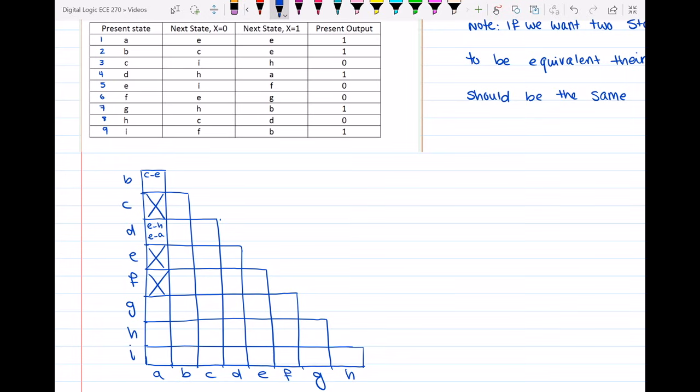Now we go to row G, which is row 7, and we compare A to G. We have the same outputs. So let's look at their next states. So E and H, E and B. Okay, so E equivalent to B, E equivalent to H. So what I'm writing in this implication, so basically implication chart is what you're seeing here.